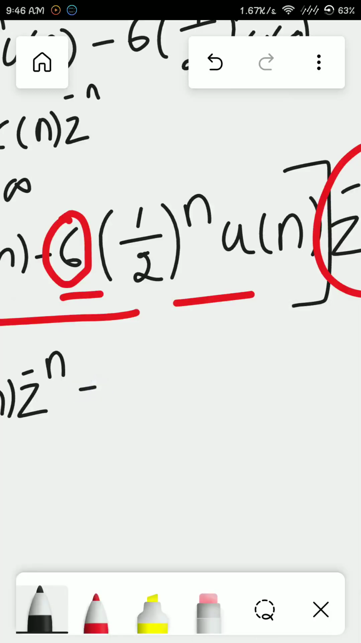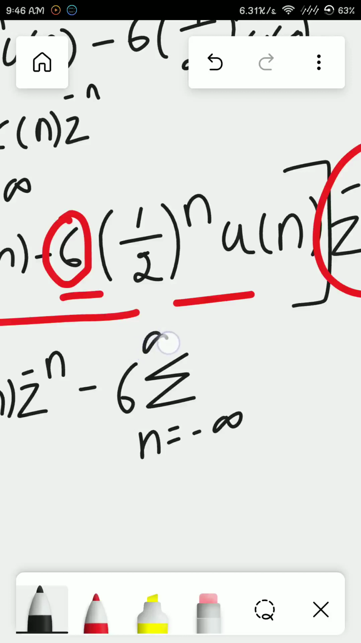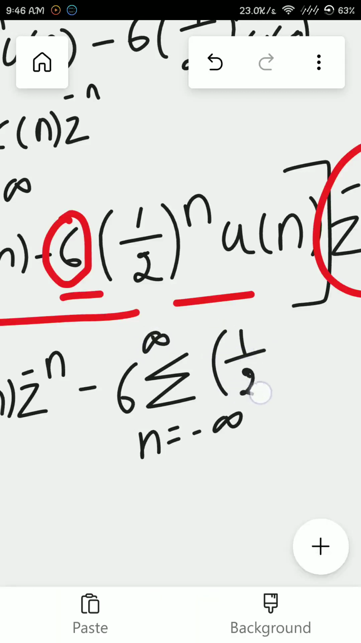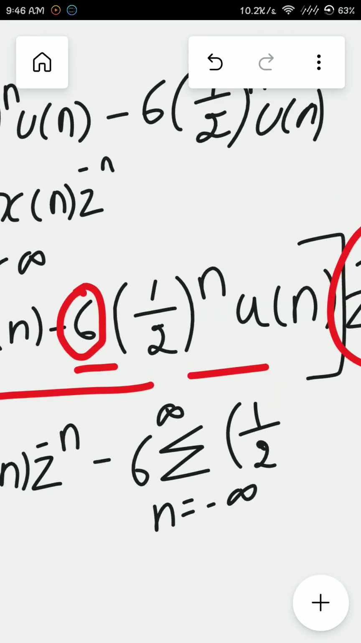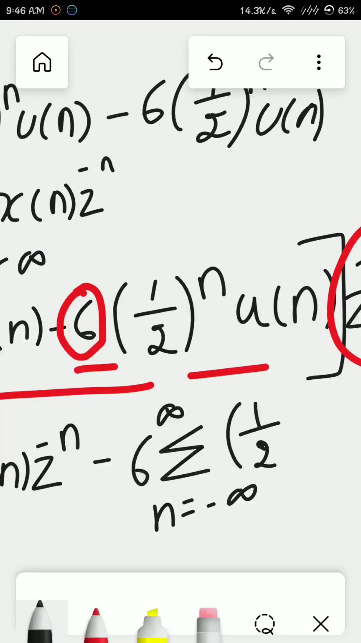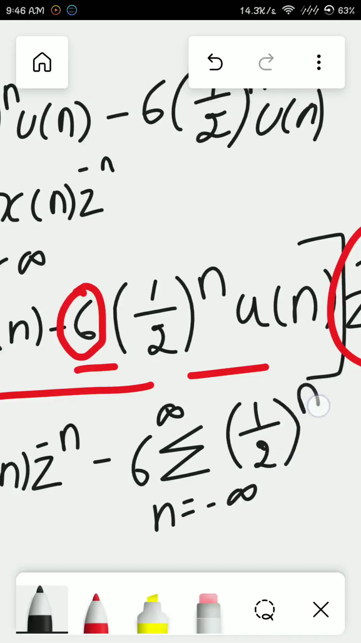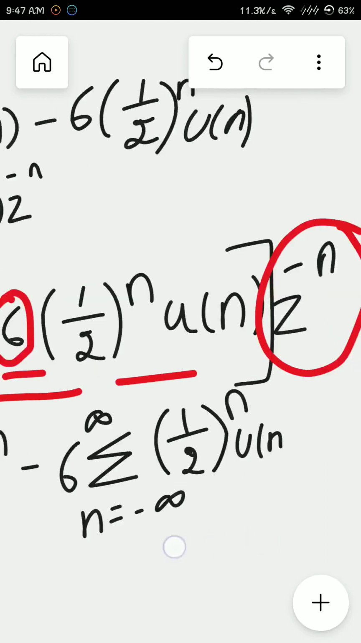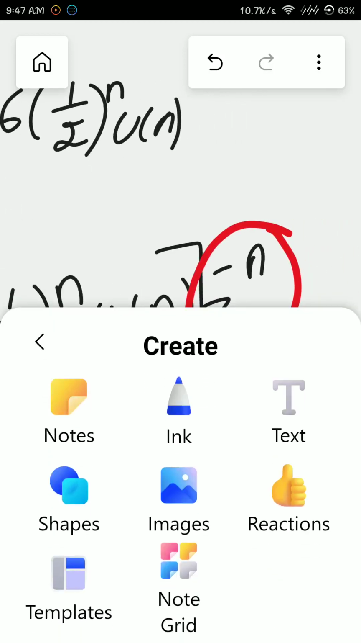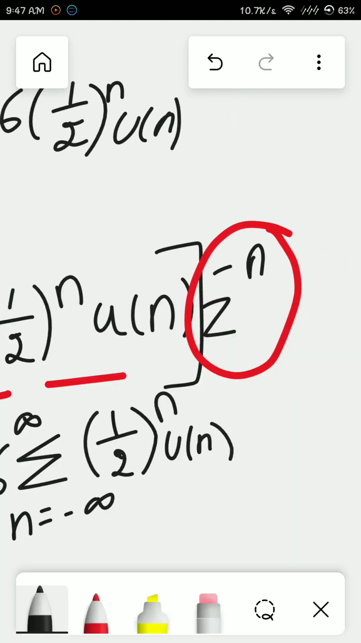You have to take minus 6 into the summation for n equal to minus infinity to infinity of (1/2)^n into u[n], into z to the power of minus n, right?